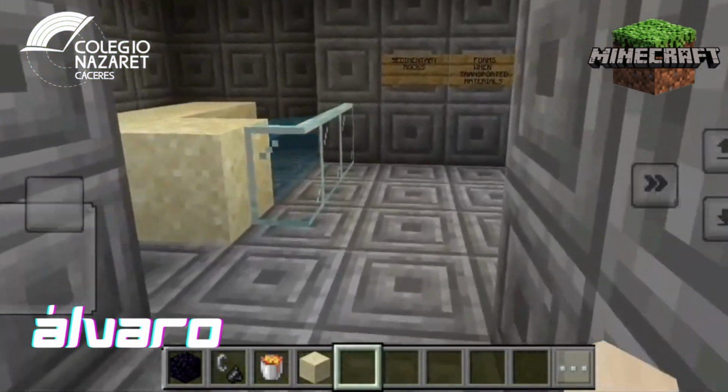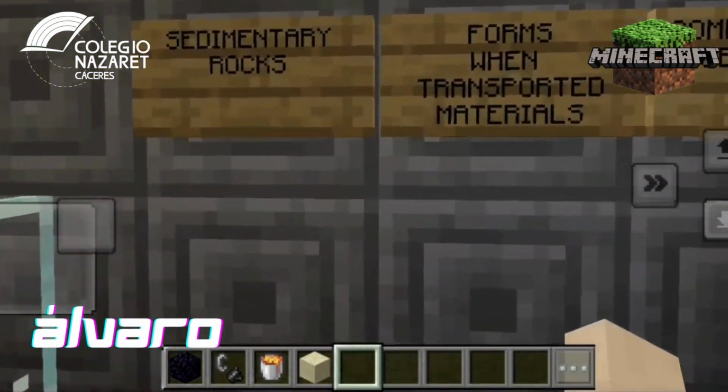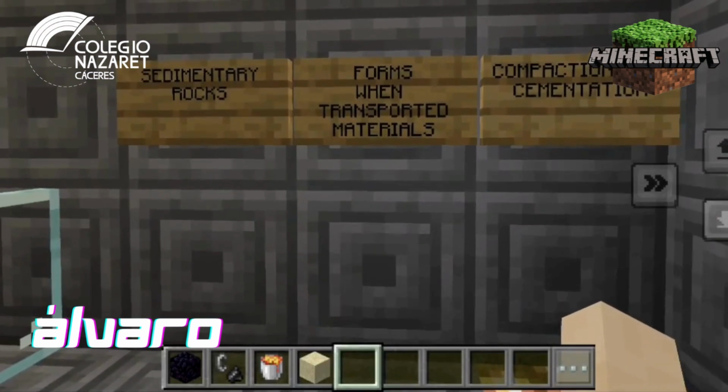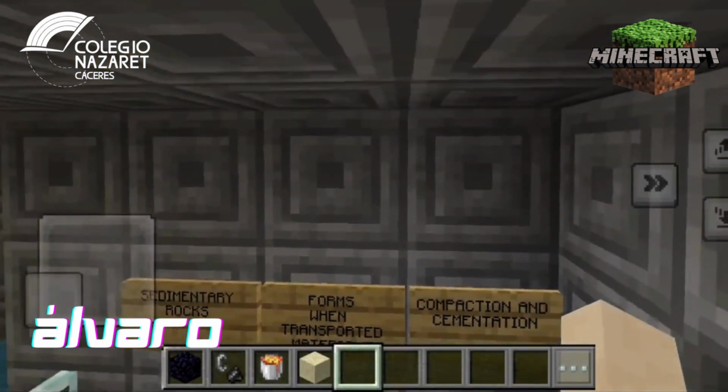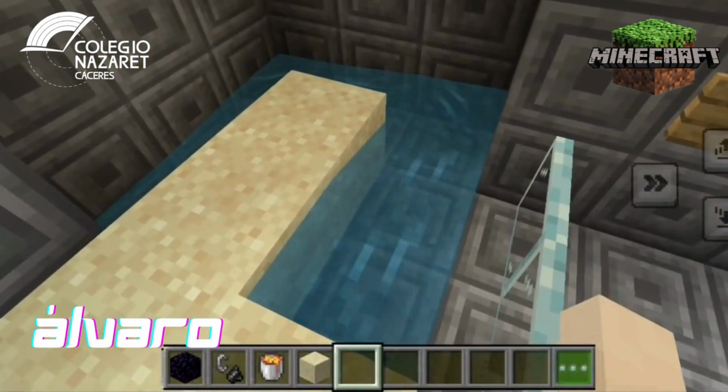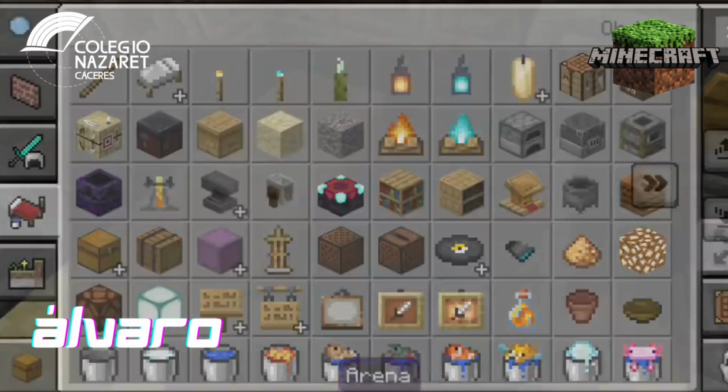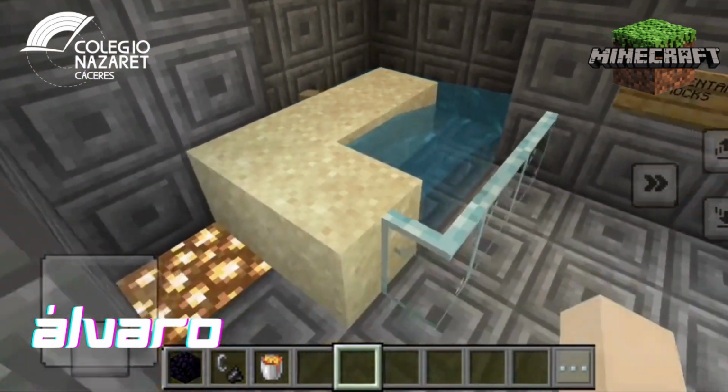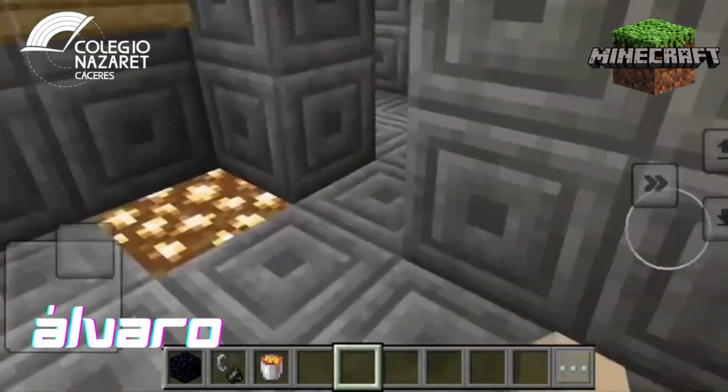Okay, the first is the sedimentary rocks. They form when transported materials compact and sediment. If I throw this material into the water, it compacts in sedimentation.